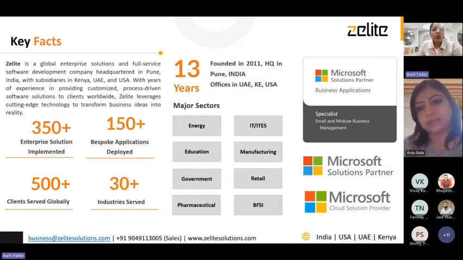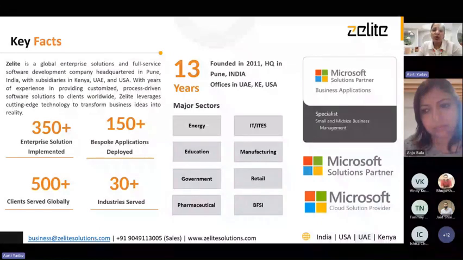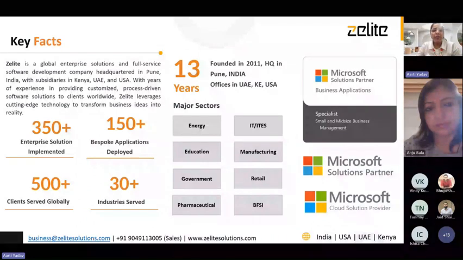To give you a few key facts about Zilite. Zilite Solutions is a preferred Microsoft partner. People have business ideas, but to transform those ideas into reality, Zilite comes into the picture. Whatever complex business problems you may have, Zilite makes them easier by solving them piece by piece. Whether it is the theory of constraints, predictive analysis, or implementing process and platform, Zilite has you covered. Zilite has implemented 350 plus enterprise solutions and 150 plus bespoke applications, and has served 500 plus clients globally, across 30 plus industries. Major sectors are energy, IT, education, manufacturing, government, retail, pharma, and BFSI.